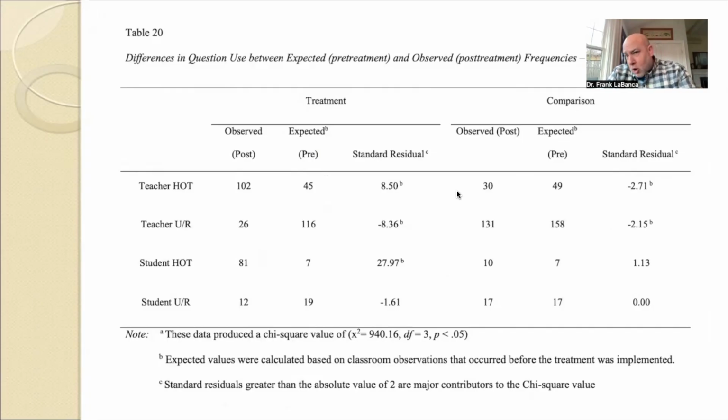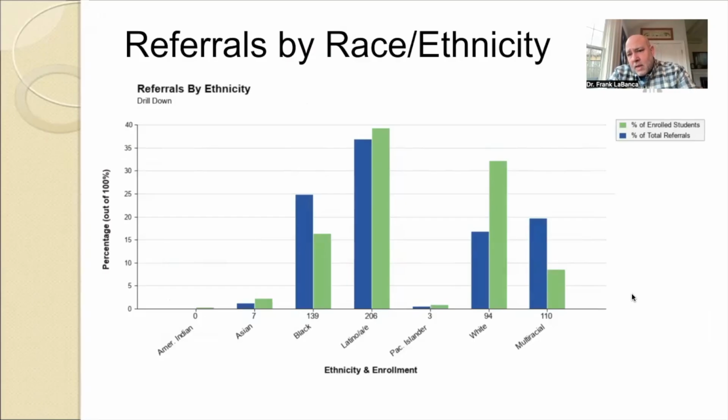The way you interpret that, obviously, is this is 102 is much bigger than 45. So this one went up, this one went down, this one went up. And then in the comparison group, the expected was 49. They actually went down even more. There were less questions overall asked, but these were significant. These were not.